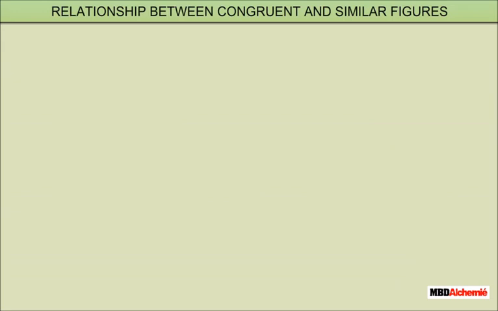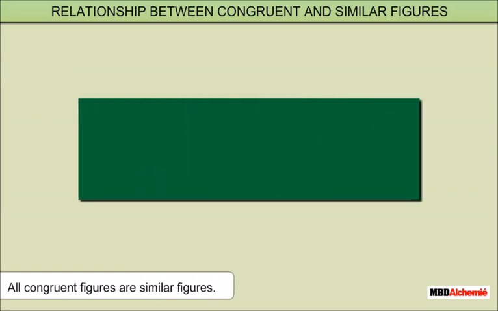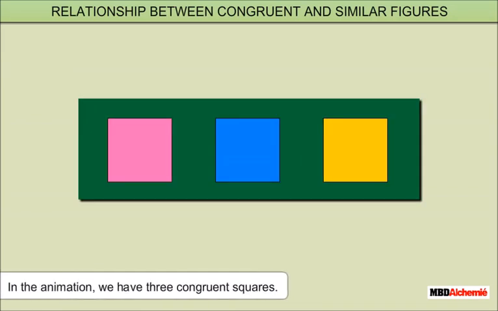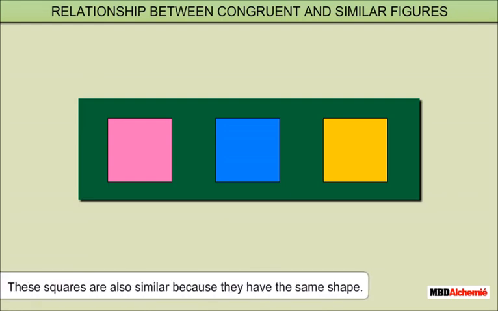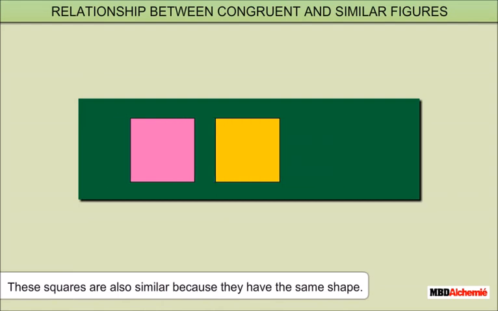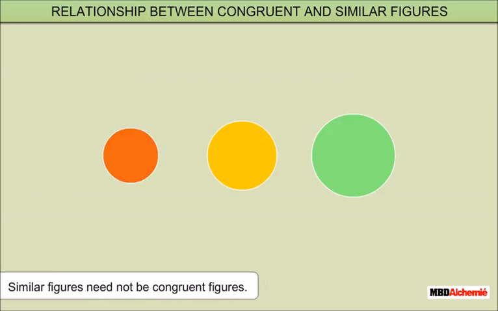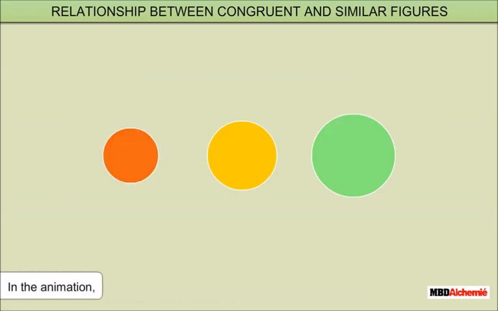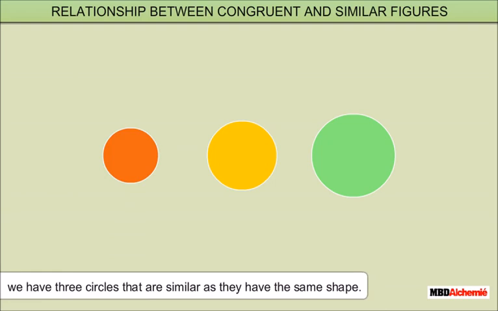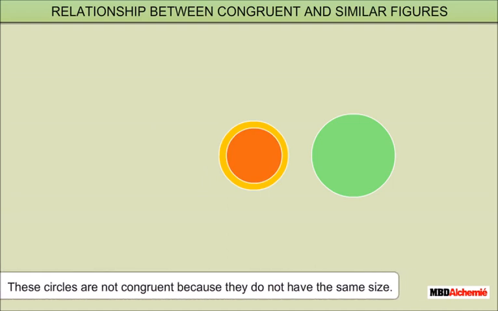Relationship between congruent and similar figures. All congruent figures are similar figures. In the animation, we have three congruent squares. These squares are also similar because they have the same shape. Similar figures need not be congruent. In the animation, we have three circles that are similar as they have the same shape. These circles are not congruent because they do not have the same size.